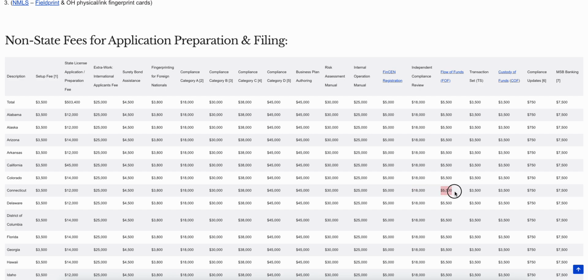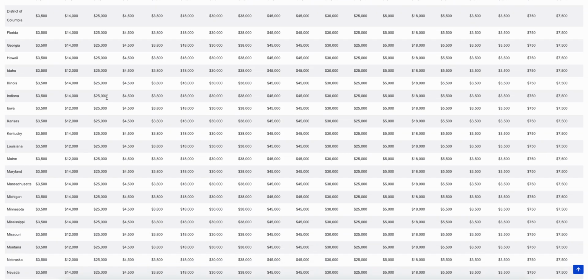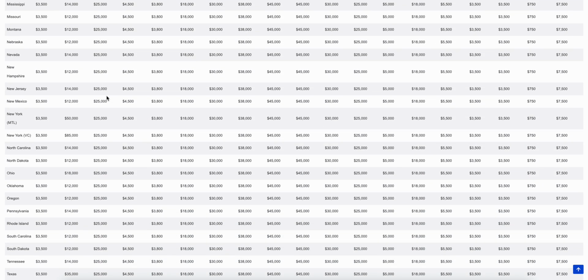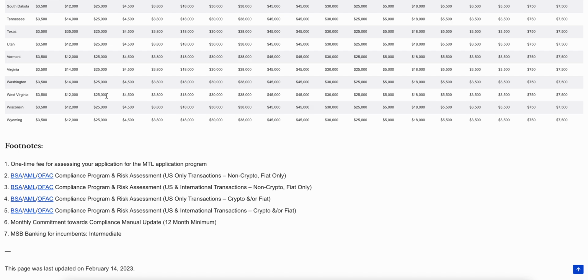What if you want us to author a flow of funds for you? What a transaction set would look like. What a custody of funds document would look like. What the updated compliance would look like on a monthly cost. And if you want MSP banking, what would it take? And we've included all these costs on a total basis. So if you want to apply for all the US states, all 50 of them, then we've included pricing. And we've, needless to say, broken them down for each and every individual state.